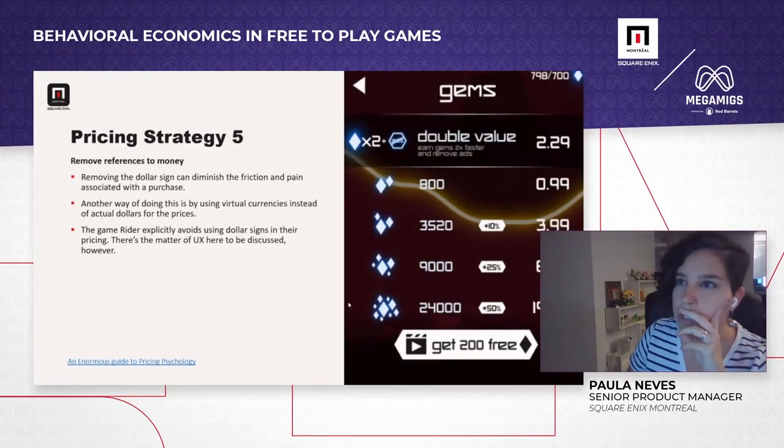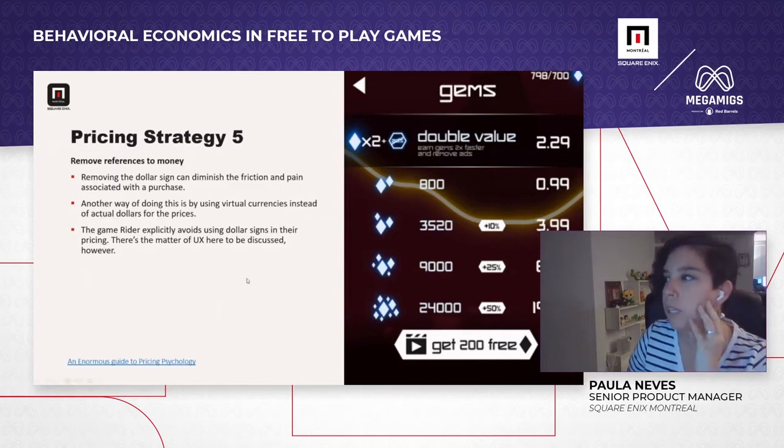The other one I chose is to remove the references to money. Here on the right, you see an example from the game Rider. They avoid using dollar signs here. There's a UX matter here to be discussed because this is not necessarily so good for the user experience, but it does remove the user from thinking about this as a purchase, right? They don't associate it so much with the pain of purchasing.